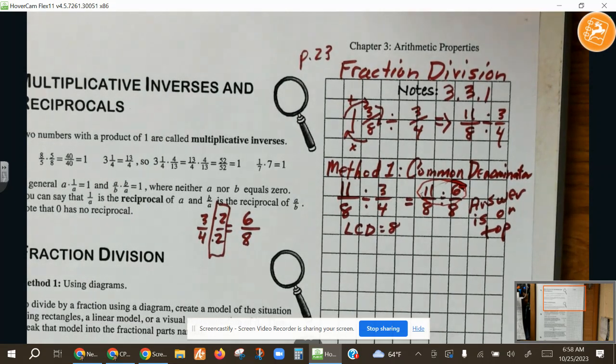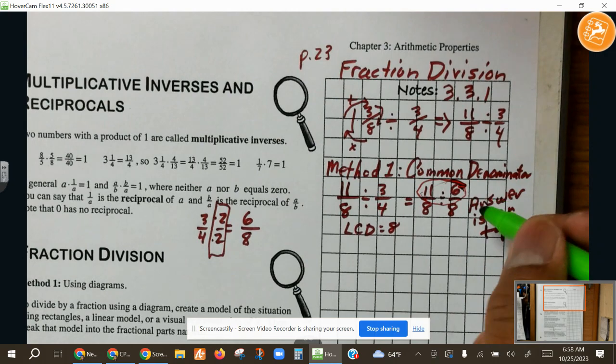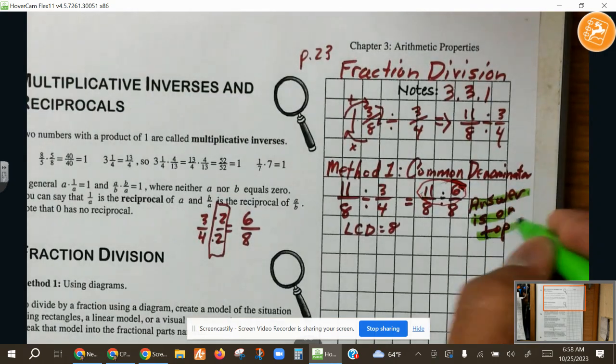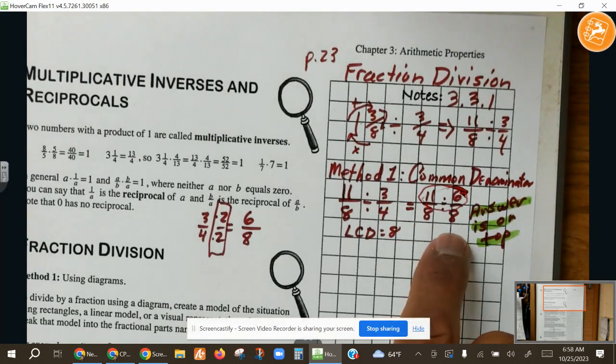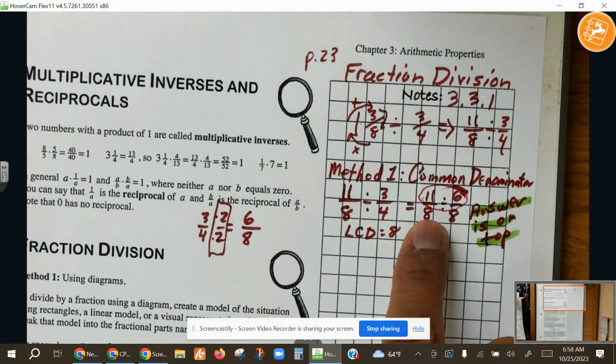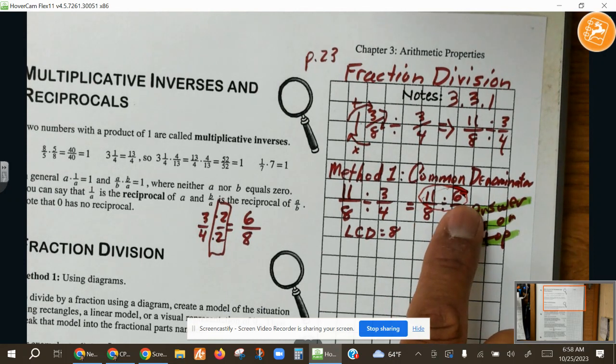All right, so let's go ahead and put that in. Let's highlight that because that is a very key element to this, is your answer is on top. Okay, now the logic behind this is if you have 11 of something and 6 of something and you're comparing them using division, it's 11 divided by 6. If I have 11 ones and I'm dividing by 6 ones, we all know that 11 divided by 6 is 11/6.